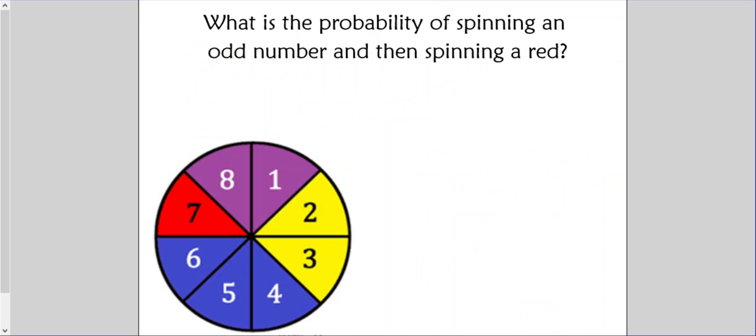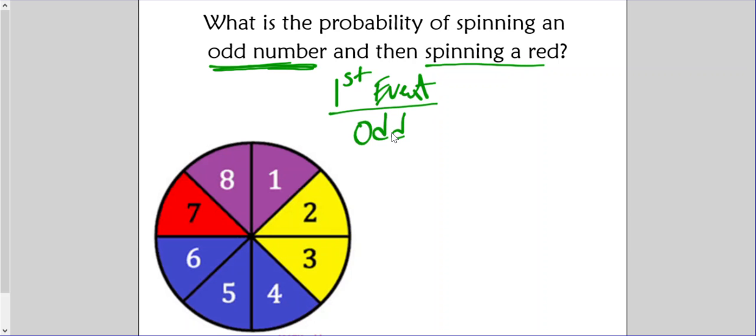So anytime you're dealing with a spinner, it's going to be independent events because the spinner doesn't somehow change in between the first spin and the second spin. So here we're talking about what's the probability of spinning an odd number and then spinning a red number. So we want to think about these two separate events. The first event is getting an odd number. There are 1, 2, 3, 4 odd numbers out of a total of 8. The chance that I get an odd number is 4 out of 8, or I'm going to simplify that into 1 out of 2.